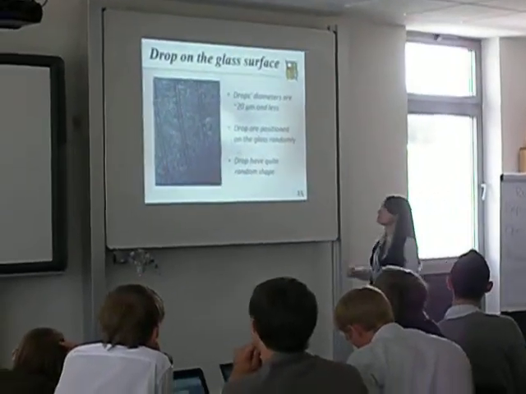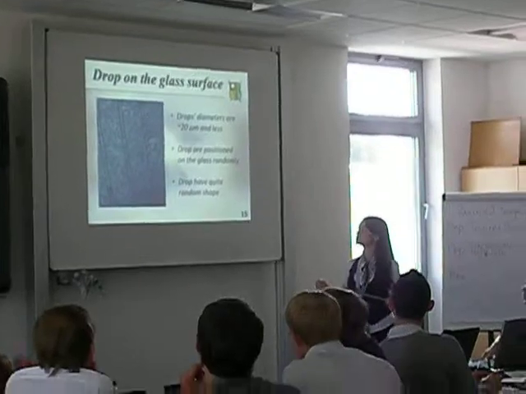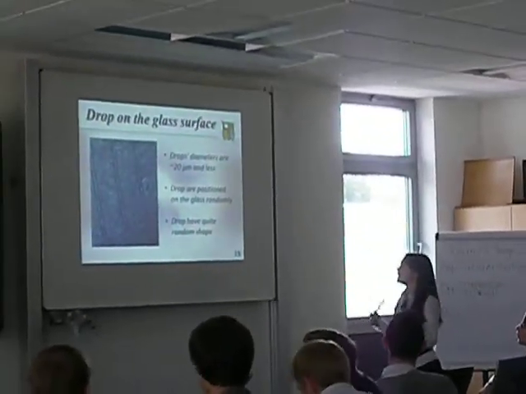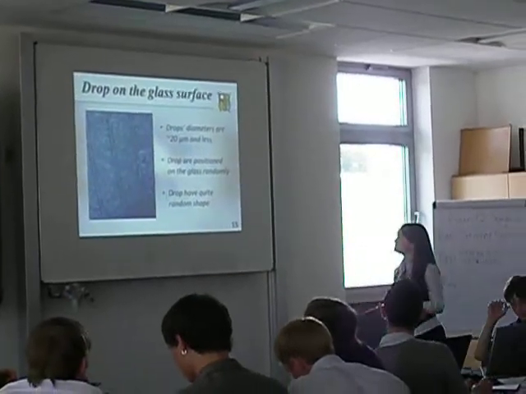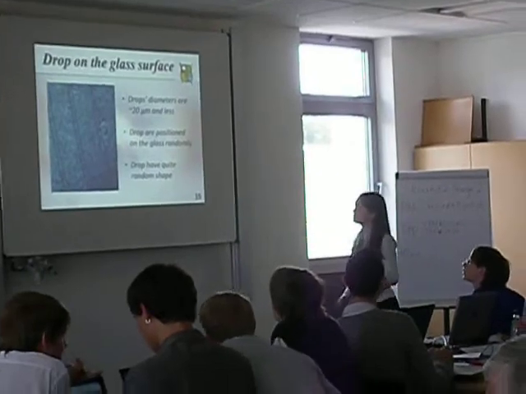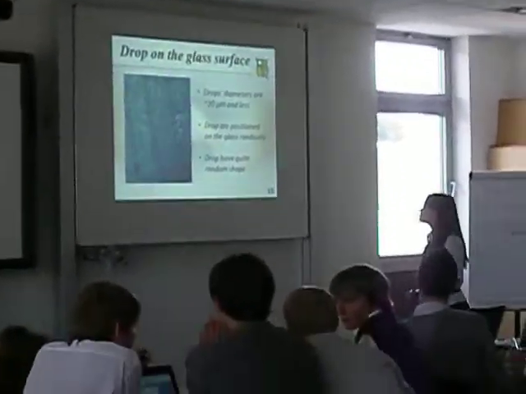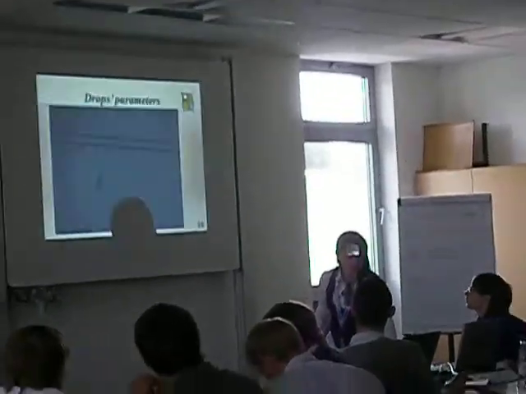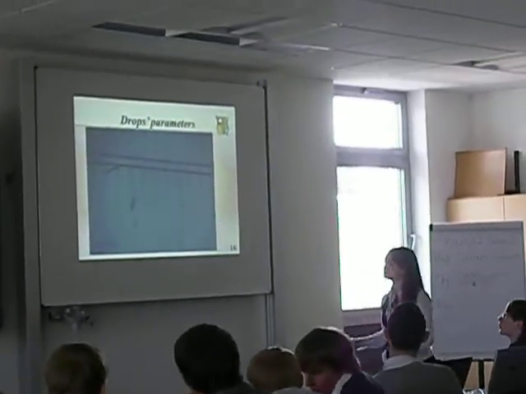Okay, about the parameters of the drops. On this slide, you can see the photos of our drops on the glass, and we can say the drop diameter is about 30 micrometers and less. Drops are positioned on the glass randomly. It's very important, and the drops have a random shape. It is important too because we can't neglect it.